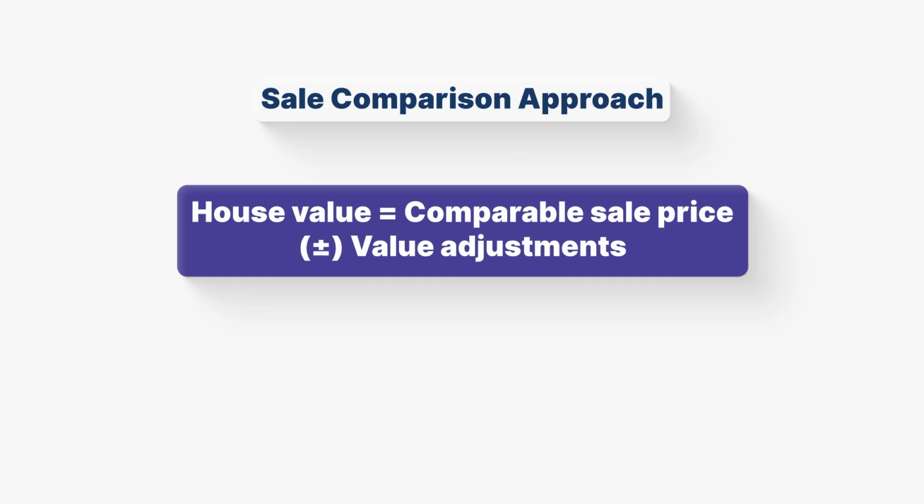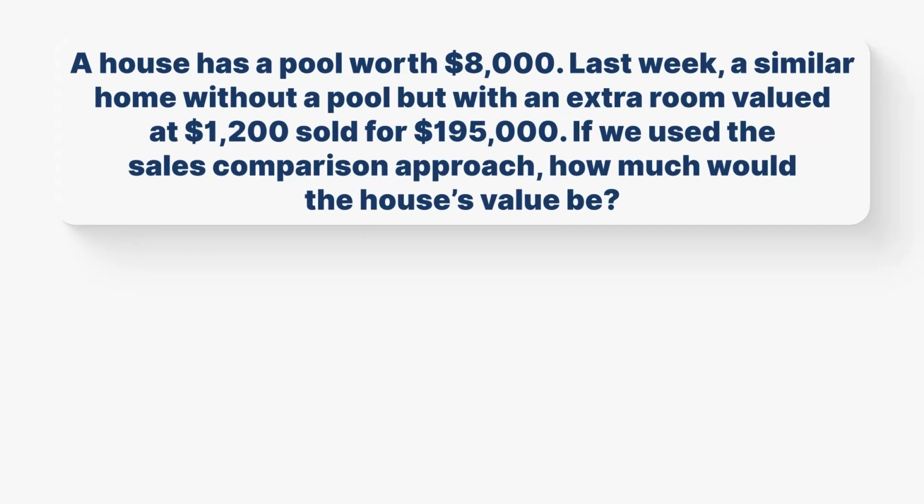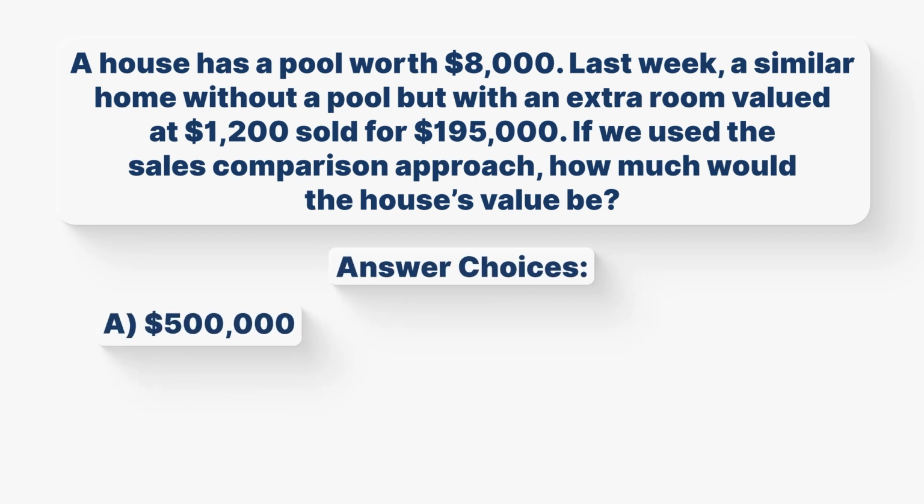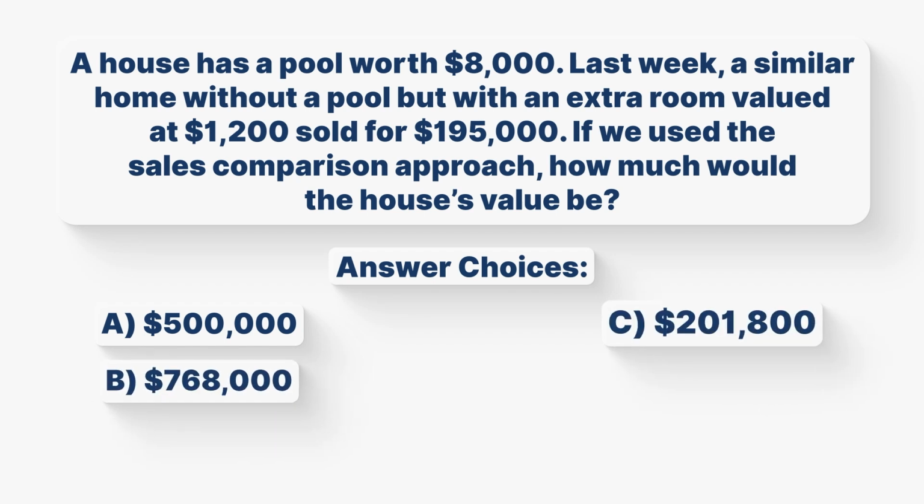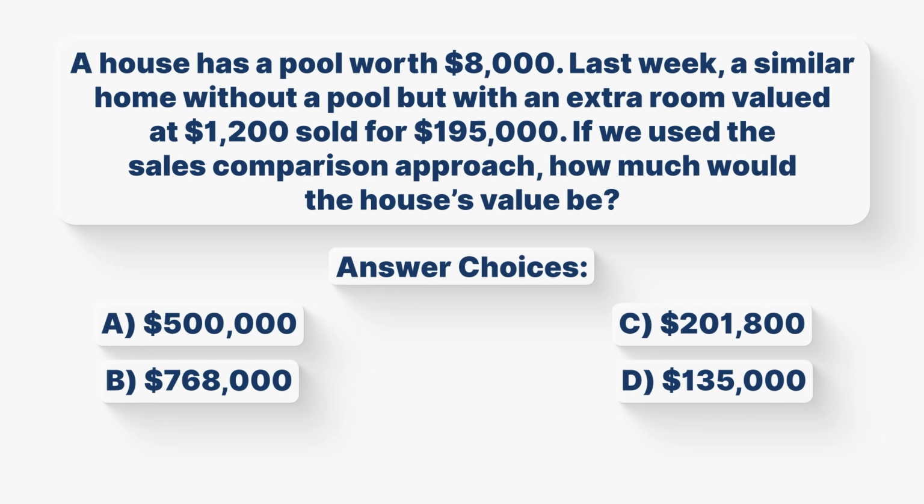Let's try a practice question. This is the kind of thing you'll see on the test, and it's perfect for using our formula. A house has a pool worth $8,000. Last week, a similar home without a pool but with an extra room valued at $1,200 sold for $195,000. If we use the sales comparison approach, how much would the house's value be? Answer choices: A, $500,000, B, $768,000, C, $200,000, D, $135,000.